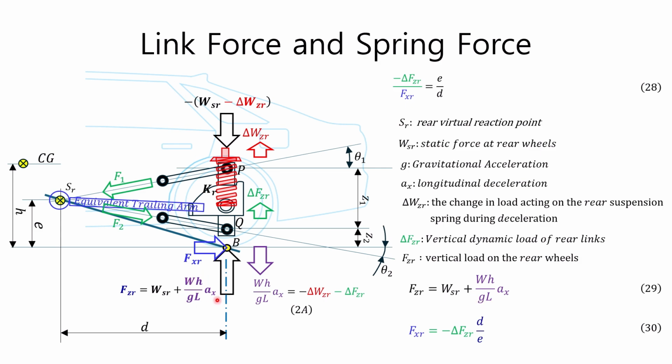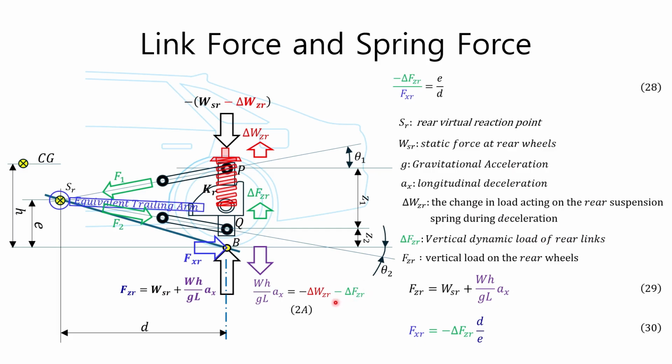The reason the sign of the vertical dynamic load in equation 29 is positive is that the acceleration, AX, is negative, meaning that when the braking force, FXR, is applied, the vertical load, FZR, of the rear wheel decreases by the amount of the vertical dynamic load. In a rear suspension with a braking wheel, the ground reaction force, reduced by the vertical dynamic load transfer amount, can be expressed as equation 2A, which is the sum of the force tensioning the spring, delta WZR, and the force tensioning the links, delta FZR.